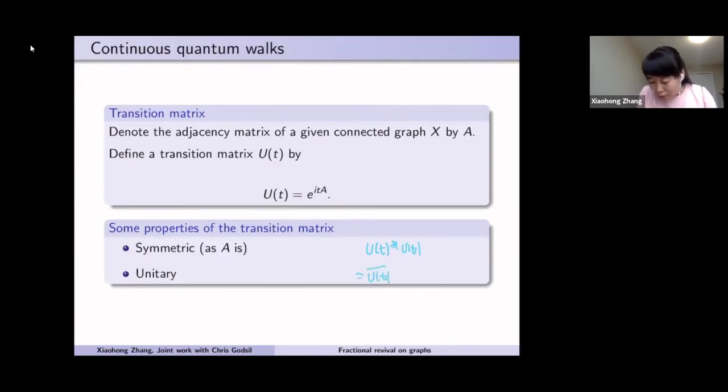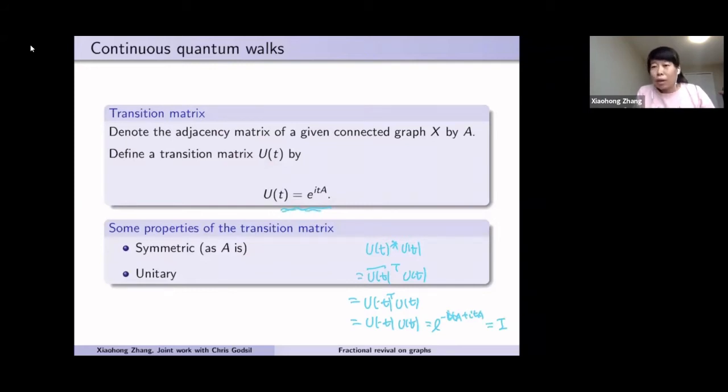So that's a complex conjugate. If we check the definition of this matrix here to get the complex conjugate, we just need to get a negative it there. Now the transpose: again, the matrix is symmetric, so the transpose is gone. The itA and the negative itA commute with each other, so we'll get this one here, which is a zero matrix. So I have the identity matrix. We have this matrix is unitary.